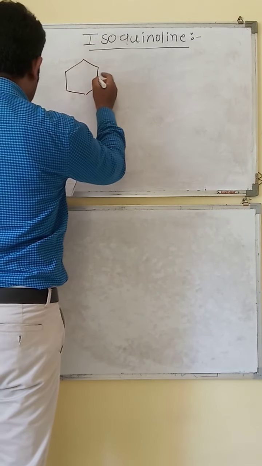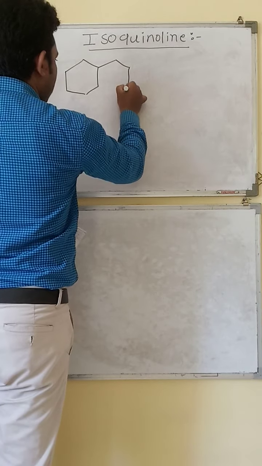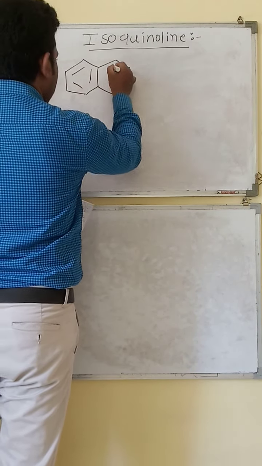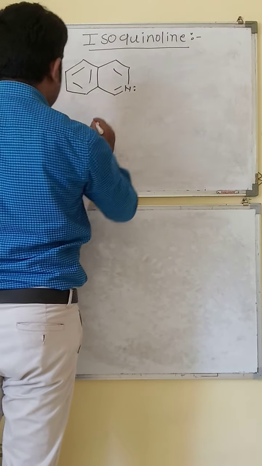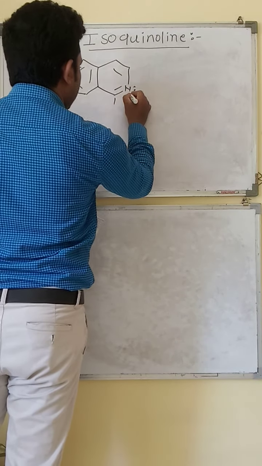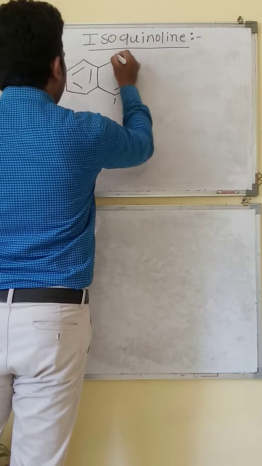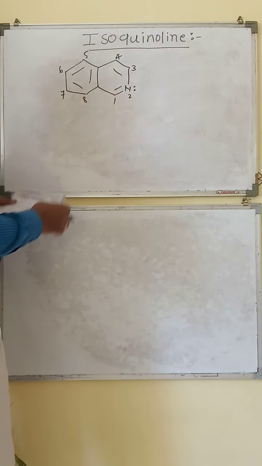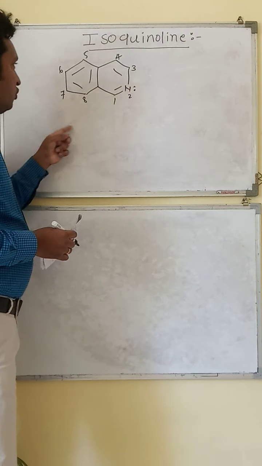Look at the structure of isoquinoline. This is the structure of isoquinoline. This is the first-number carbon, second nitrogen, third, fourth, fifth, sixth, seventh, and eighth. Okay, this is the structure of isoquinoline.